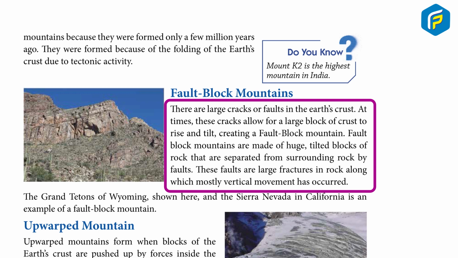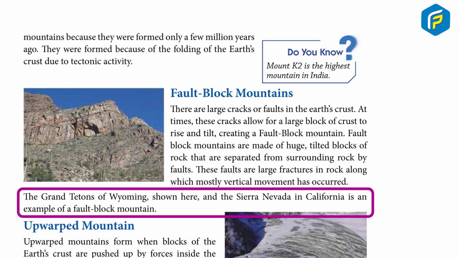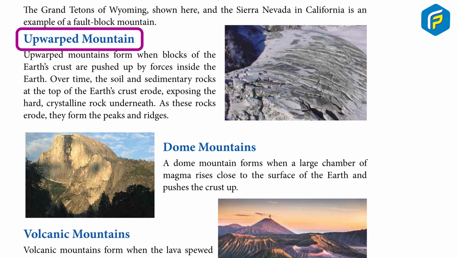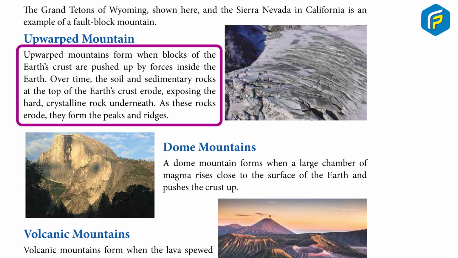These faults are large fractures in rock along which mostly vertical movement has occurred. The Grand Tetons of Wyoming, shown here, and the Sierra Nevada in California are examples of fault block mountains. Upfold mountains formed when blocks of the earth's crust are pushed up by forces inside the earth.